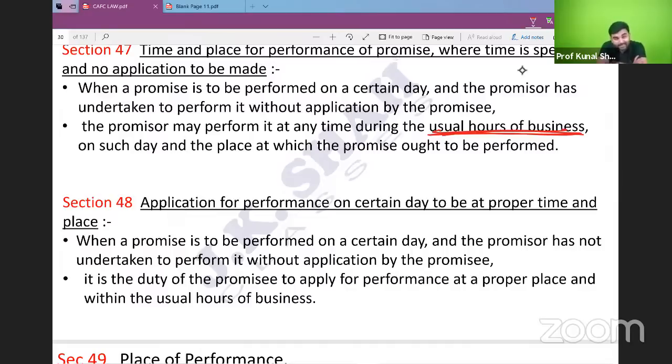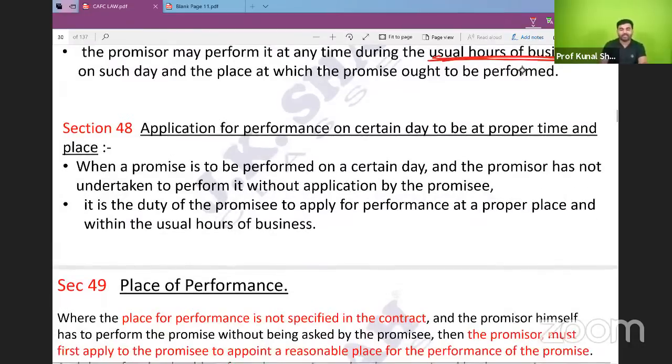So in this case, the promisor will perform the contract only when I, as the promisee, demand the performance. So now it is my duty to demand performance. The moment I demand, the promisor, that is the caterer, will perform the contract. Till that time, he won't perform the contract. So this was the provision towards time of performance.